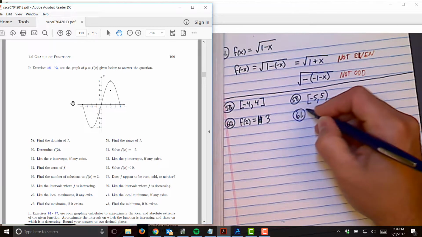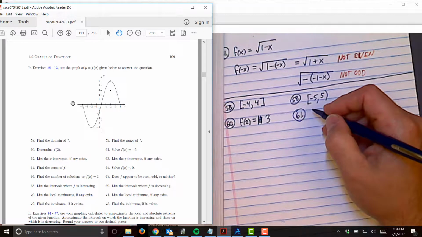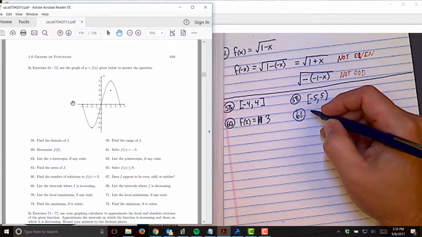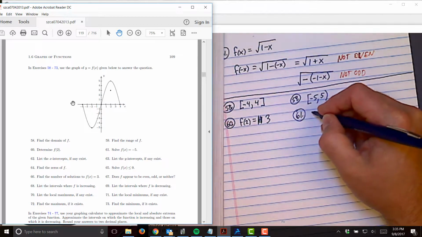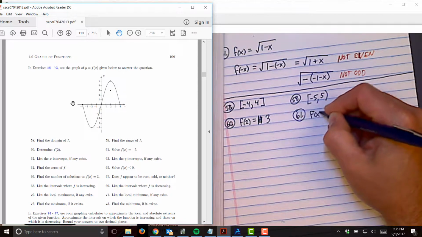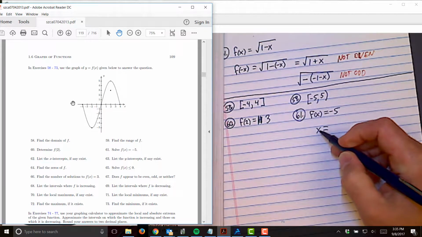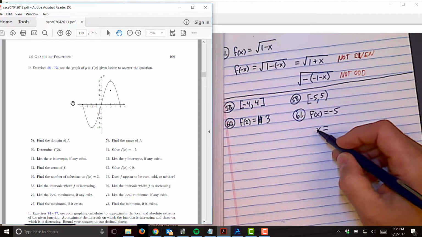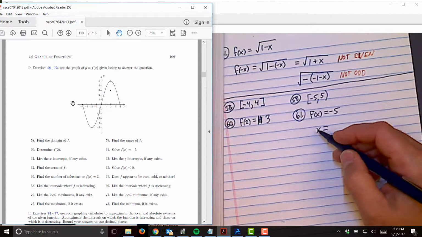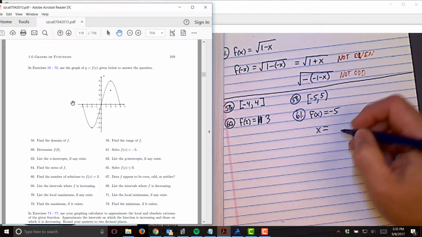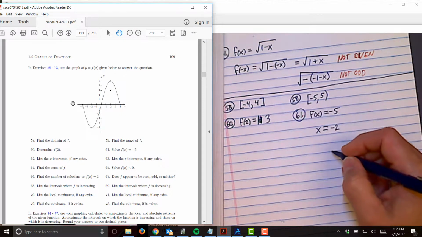For 61, solve f of x equals -5. Okay? Well, if we know that f of x equals -5, the question is, what does x equal? What input would give me an output of -5? And looking at the picture at the lowest point, it looks to me like -2 might be it.